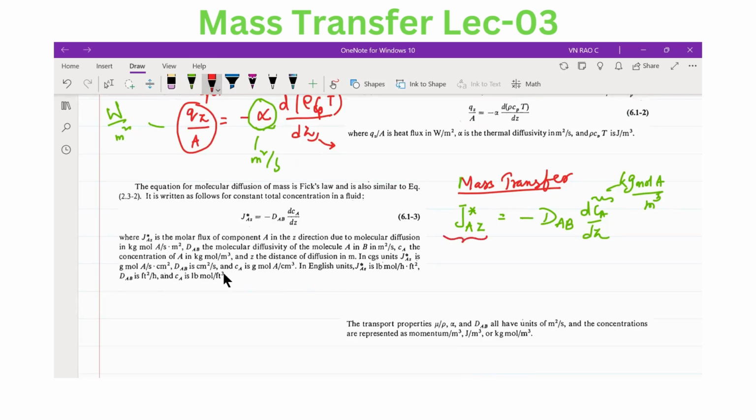The next one, the left hand side, what do we have? JAZ is known as molar flux of component A in the Z direction due to molecular diffusion. The units again are kg mole of A per time per meter square. Here the term is DAB. DAB is known as molecular diffusivity.